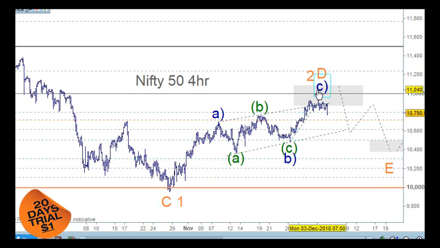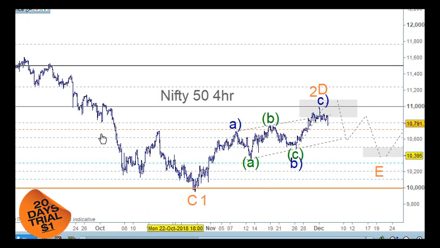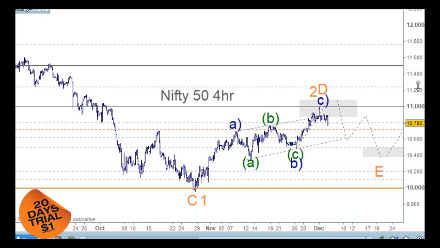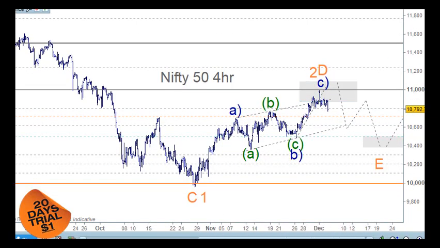We had this nice push up from these 5 waves coming down through here, and it's likely that this is just a corrective move, a corrective rally into the 11,000, our target area there. And the S&P's the same as well in this case.